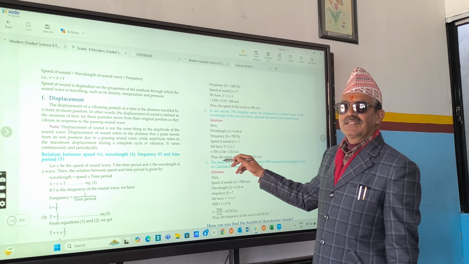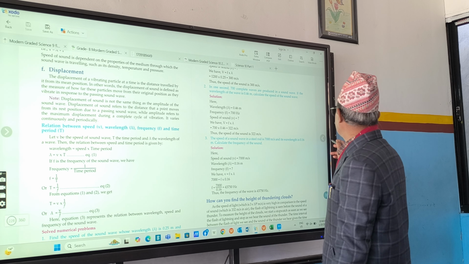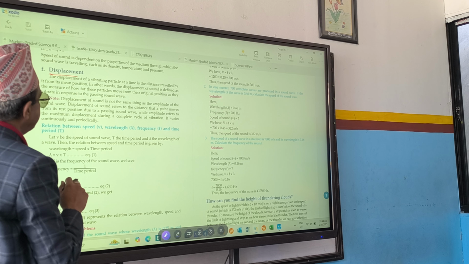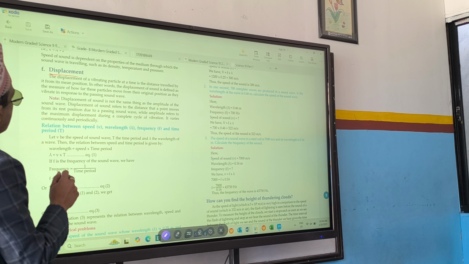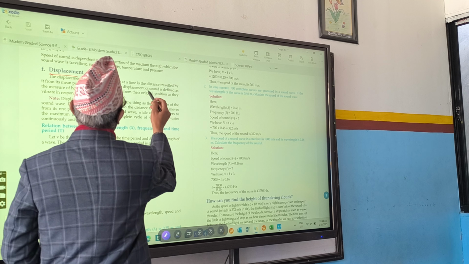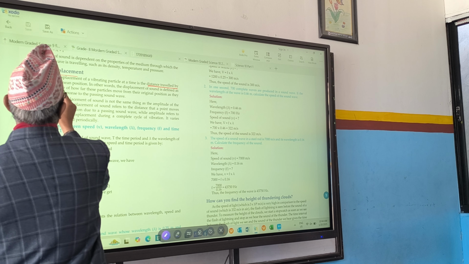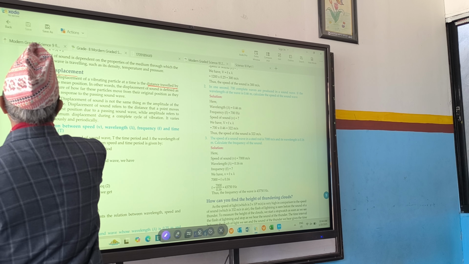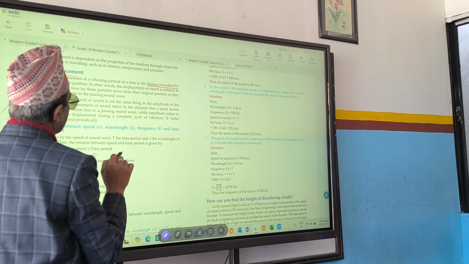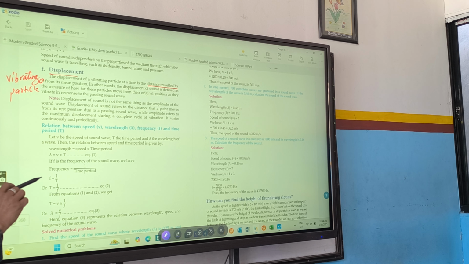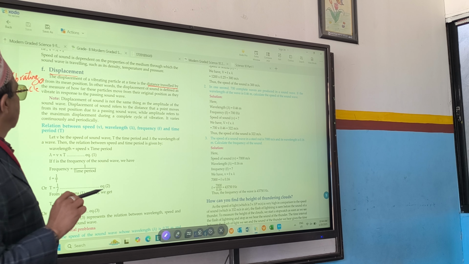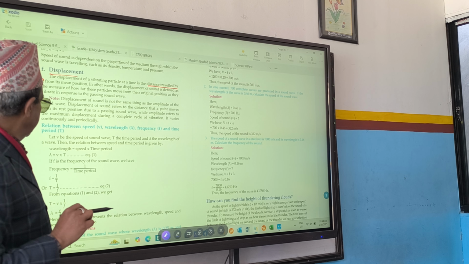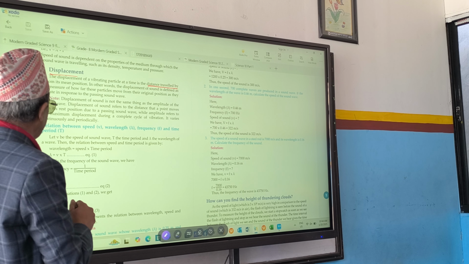Okay. Next number. What is the next number? Displacement. What is the definition of displacement? The displacement of a vibrating particle at a time is the distance traveled by it from its mean position. Distance traveled by a vibrating particle from its mean position is called displacement. Displacement. And here is one formula to find out.